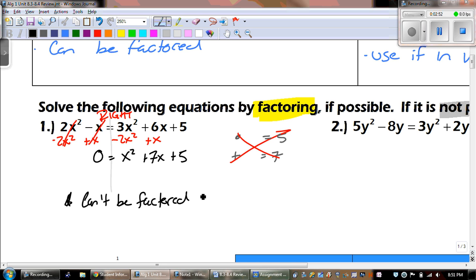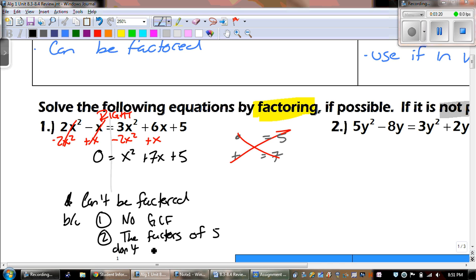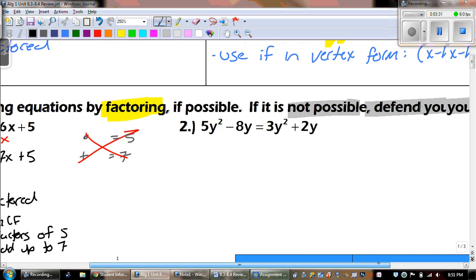Okay. We have to defend that, guys, okay? It can't be factored because of two different reasons. One, there's no GCF. There's nothing that we can do about that. And number two, what did we just do to the side over there? We said that the factors of 5 don't add up to 7, and that's what we've been working on. Let's look at number 2.